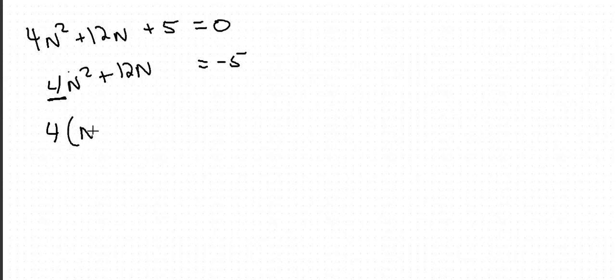N squared plus 3n equals negative 5 over 4. No. You're trying to skip steps again. So that's another mistake you're going to make.